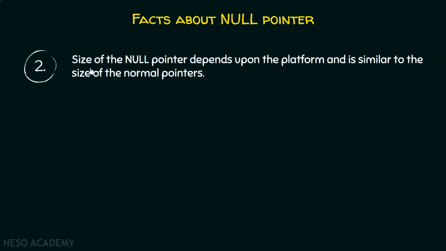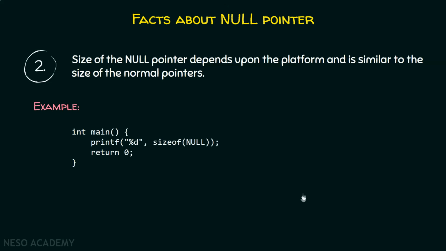Now here comes the second fact. The size of the null pointer depends upon the platform and is similar to the size of normal pointers. Here in this case, when I run this code on my computer, I got 8 bytes as an output. So the size of null is 8 bytes on my computer. It might be 4 bytes on your computer. That depends on your platform. So these are the facts about null pointers, okay?